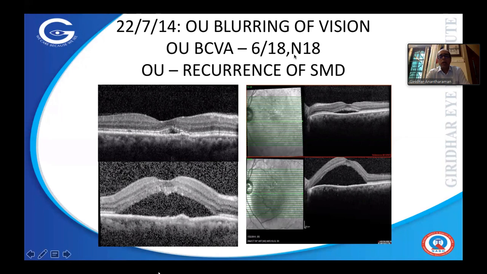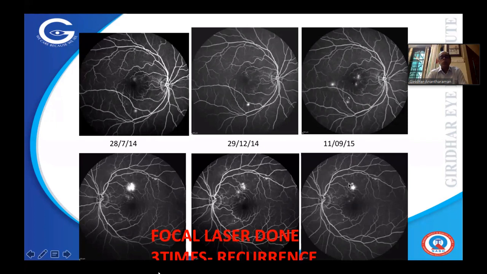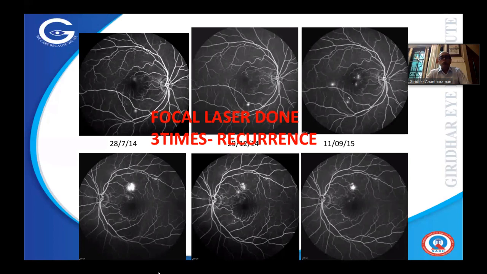And based on my definition, you can see here in both eyes, she has got bilateral chronic central serous chorioretinopathy. At this moment, again, she underwent a fundus fluorescein angiography, and you can see multiple checkings that have been done over a period of 1.5 years. During this 1.5 years, she had focal laser 2 to 3 times, alternating between one eye and the other, but still she was coming back with recurrent disease.